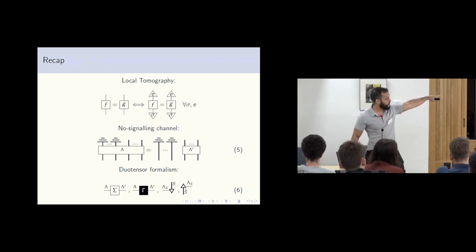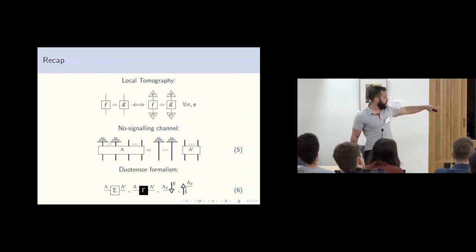So to recap this background, we will be focusing on GPTs that satisfy local tomography, so you can define equality in this simple way. We'll be investigating no signaling channels. And for the writing of our results and proofs, we'll be using this dual tensor formalism, where we can have this difference between physical and non-physical encoded in the colors of the boxes.